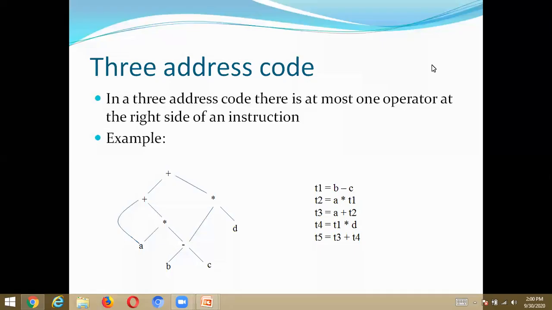And in today's class, I'm going to explain the implementation of the three-address code, how the implementation takes place in a three-address code, which is one of the forms of intermediate code generator. Here we have three forms of intermediate code generator. That means we are generating the intermediate code in three types of representations.